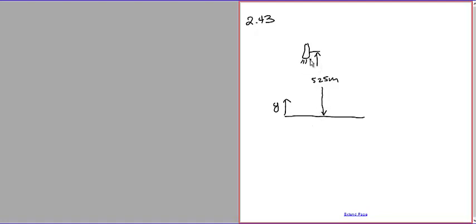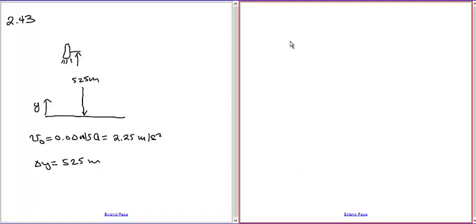And so it has some velocity because it starts off on the ground, has the initial velocity v0 of 0. It has an acceleration of positive 2.25 meters per second squared. That's because it's going up. It's accelerating up, and then there's some velocity. Our delta y for this first part is 525 meters. Okay, so we got three things. We can calculate the velocity. We can calculate the time, but they're not asking for that. So what we need to do is figure out the final velocity.